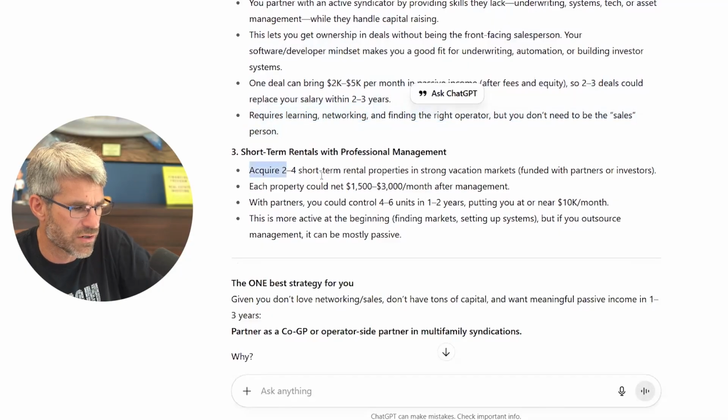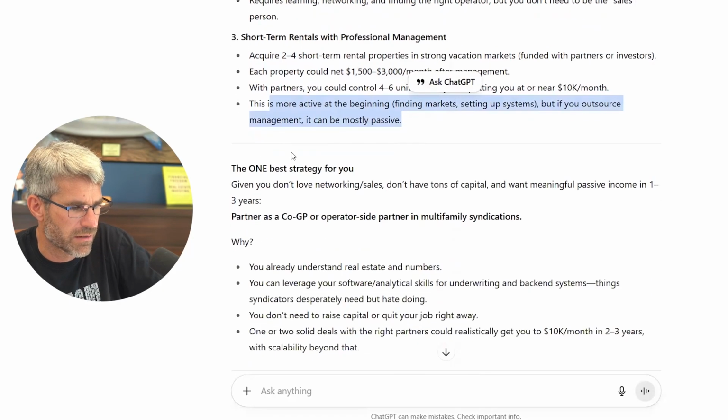STRs: acquire 2 to 4 short-term rental properties in strong vacation markets. Each property could net about 2,000. With partners, you can control 4 to 5 units in 1 to 2 years. This is more active at the beginning, finding the market and setting up the system, but if you outsource management, it can be mostly passive. Okay, well, that sounds pretty good too.